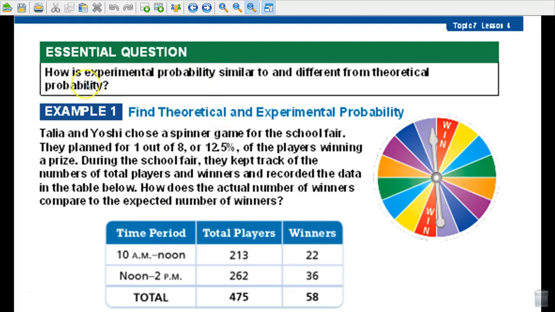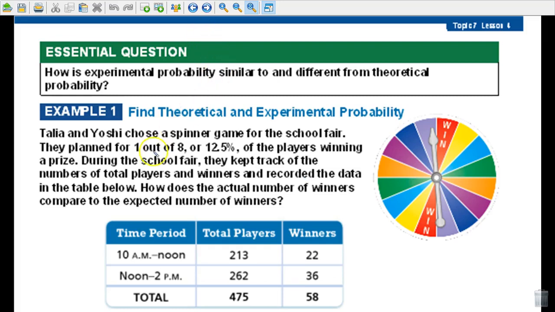So we've got example 1. Find theoretical and experimental probability. Talia and Yoshi chose a spinner game for the school fair. They planned for 1 out of 8, or 12.5%, of the players winning a prize. During the school fair, they kept track of the numbers of total players and winners and recorded the data. In the table below, how does the actual number of winners compare to the expected number of winners?